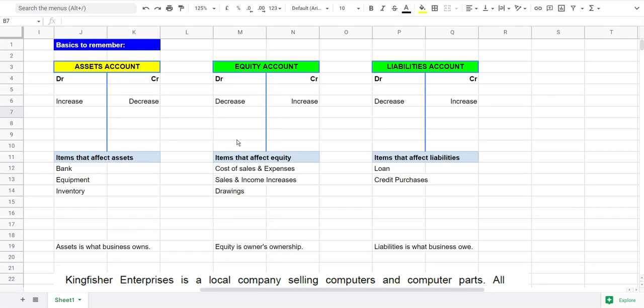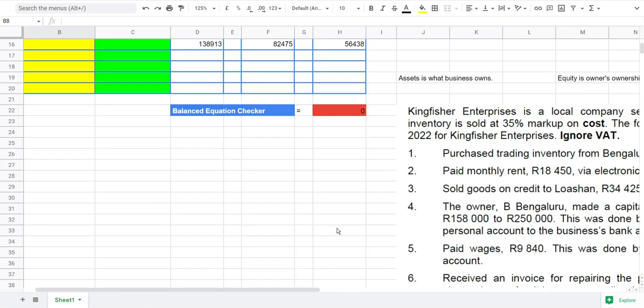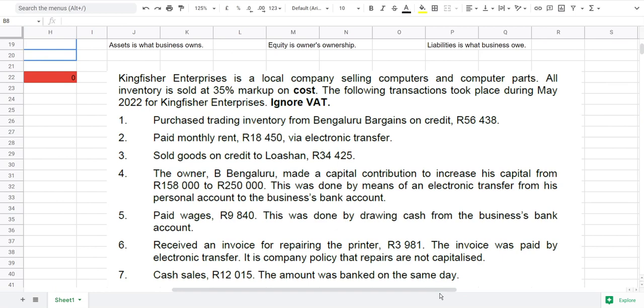All right, so we're going to have an addition there. So what's going to increase is the bank and the capital, whereby you're going to have 92,000, and then the equity also increasing by 92,000. So you'll see that the balance equation checker is moving right back to 0. Then let's check the next transaction.